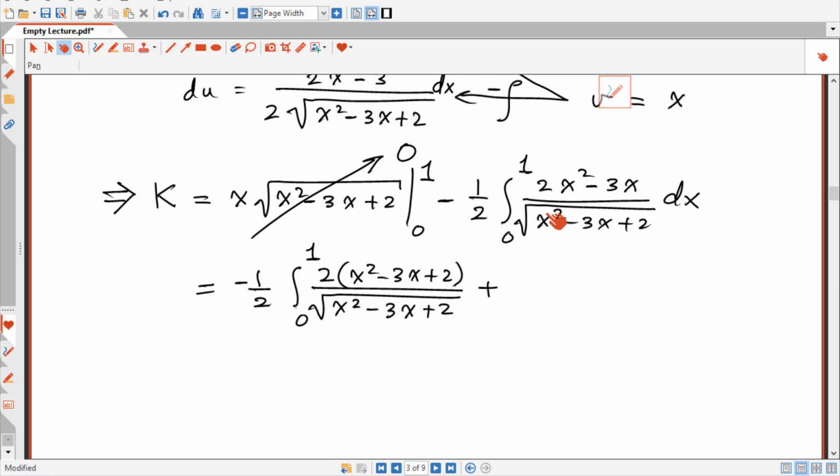2 minus 3x, that's minus 6. To make it minus 3, we have to add 3x. So plus 3x. And then we have 2 times 2, that's 4, so we have to subtract that, minus 4, divided by the square root itself, x squared minus 3x plus 2, and I will put 2 brackets here.